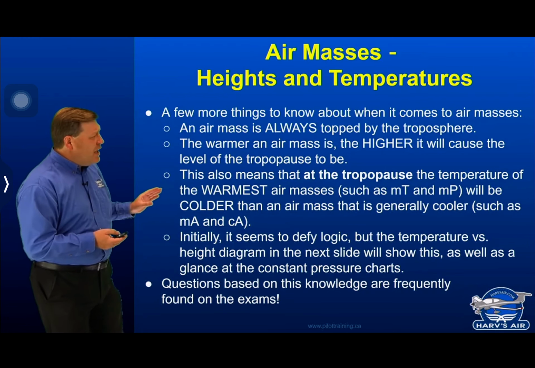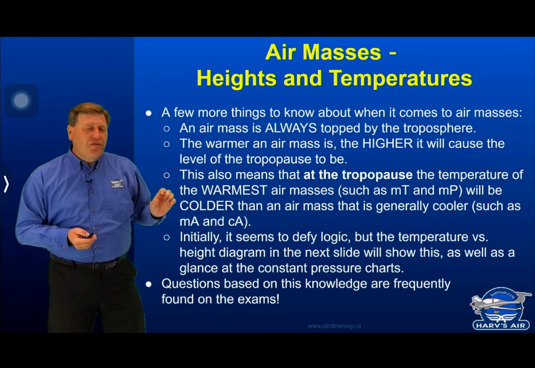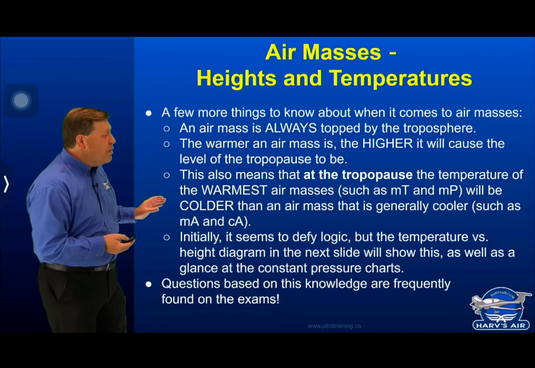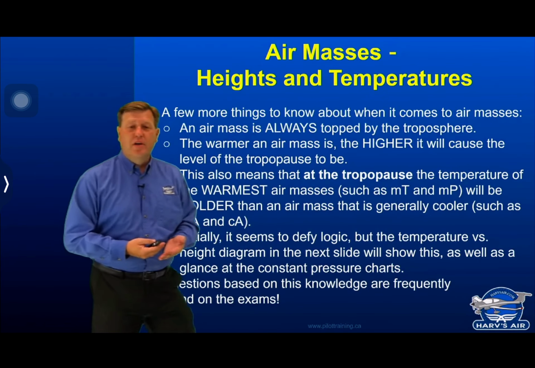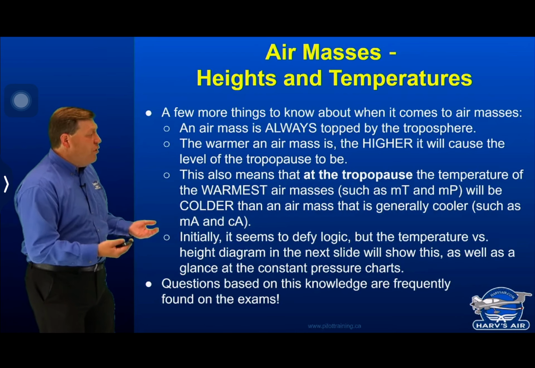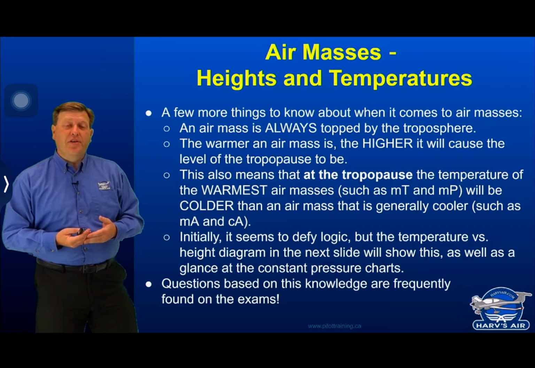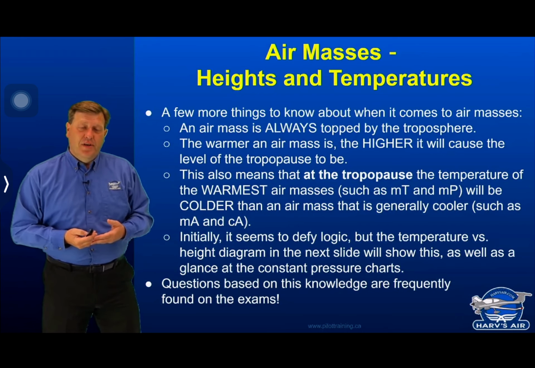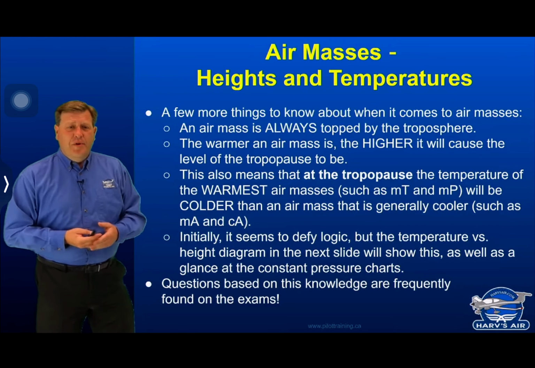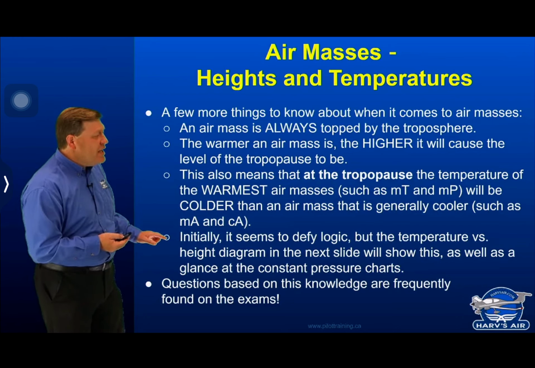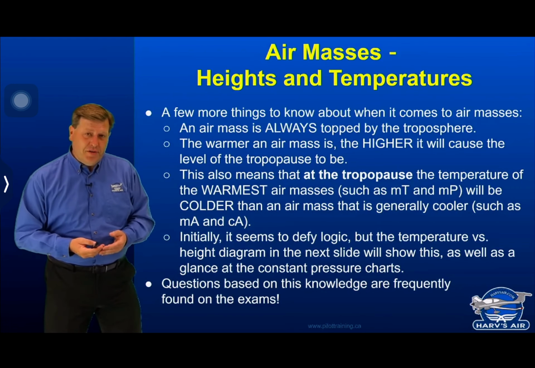What this also means is that at the tropopause, the temperature of the warmest air masses, such as a maritime tropical or maritime polar, will actually be a lot colder than an air mass that is cooler, such as the maritime Arctic or continental Arctic air masses. Now, initially, this seems to defy logic, but the temperature versus height diagram in the next slide will show this, as well as a glance at the constant pressure charts.